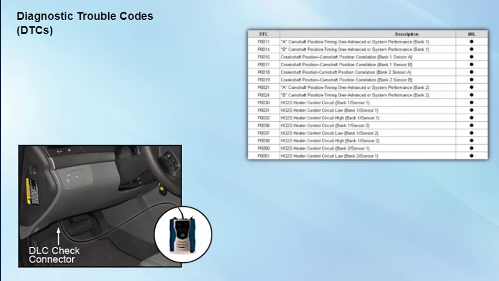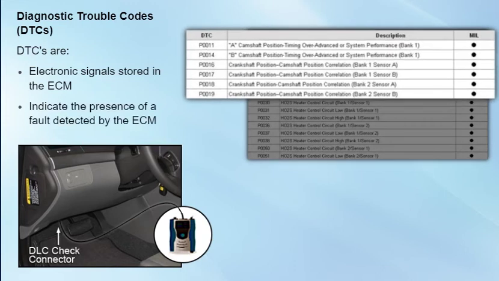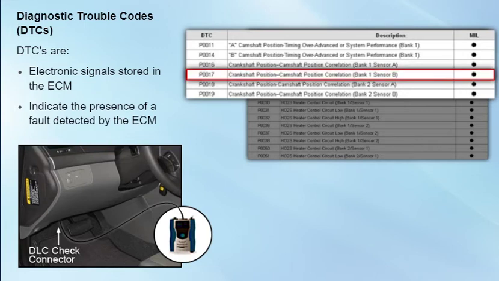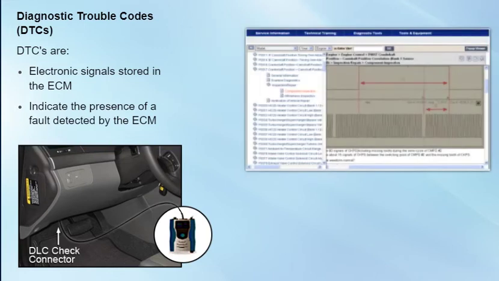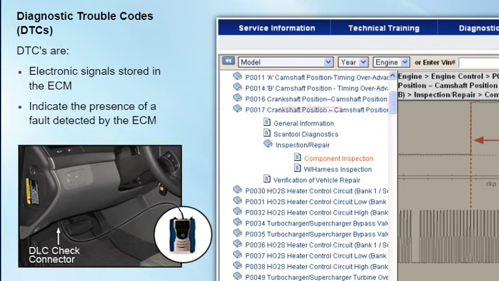Diagnostic trouble codes, or DTCs, are electronic signals stored in the ECM. They indicate the presence of a fault detected by the ECM. Many malfunctions with sensors and engine output circuits, particularly those involved with powertrain control and emissions, are likely to set a trouble code. Once you have a code, the service literature provides an easy-to-follow routine for getting to the root cause of the diagnostic code.